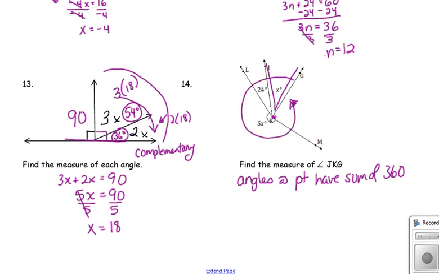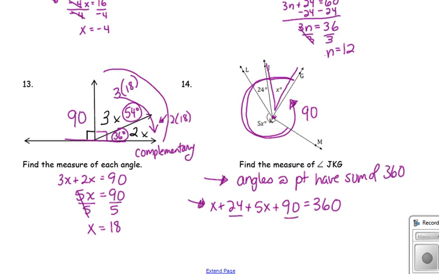So our first one will be x plus 24 plus 5x plus 90 equals 360. This is the relationship of the angles. This is the equation to solve for x. Simplify by combining your like terms. So I have 6x plus 114 equals 360.